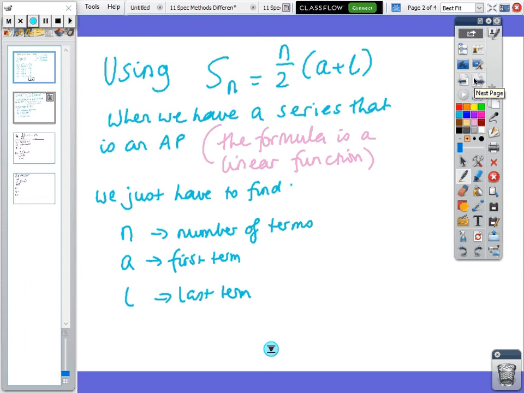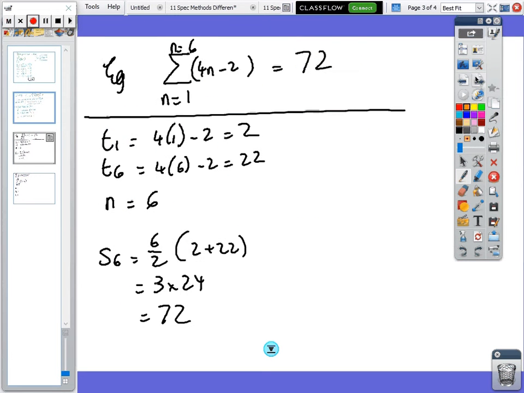So what we're going to do is make this connection with the formula that we've derived in arithmetic sequences, that are APs. All we have to do is find the number of terms, the first number and the last number, and then we don't have to find all the different 6 terms or 8 terms or 10 terms. We just have to find 2 terms, the first and the last, and how many terms there were. So copy that and come across.